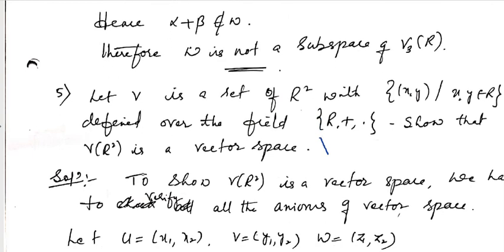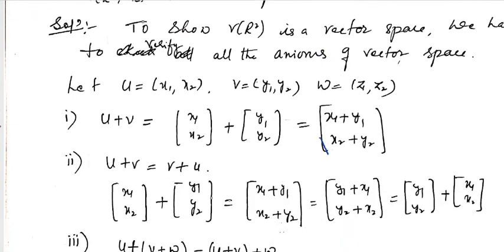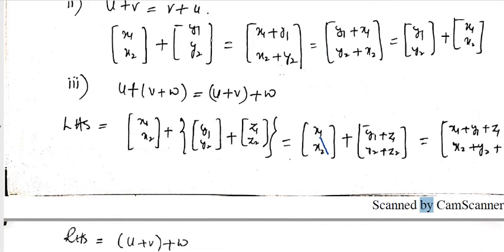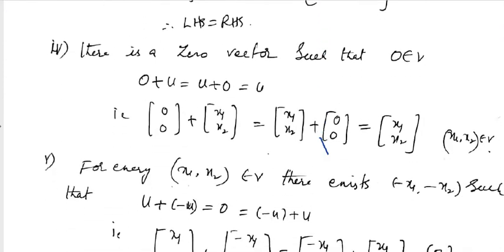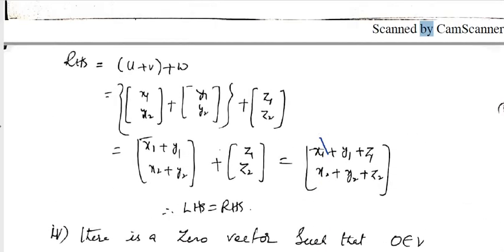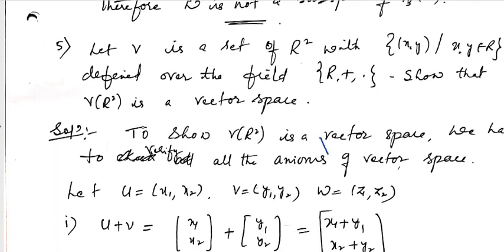Similarly, I have a few more examples on vector space. We just have to verify the 8 axioms, that is closure law, associative law, distributive law, existence of identity and inverse with respect to addition and scalar multiplication. We should go through these examples. 5 and 6 are simple examples.